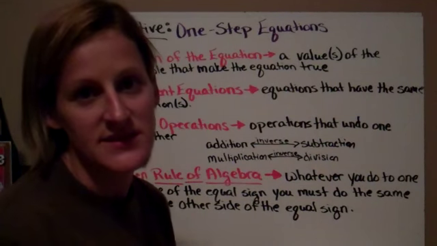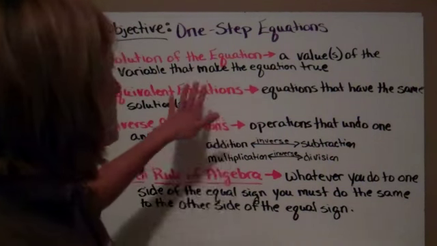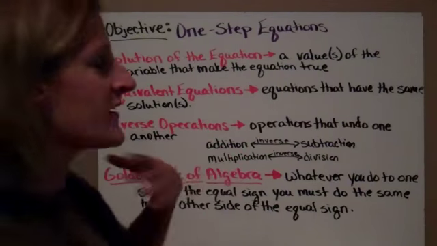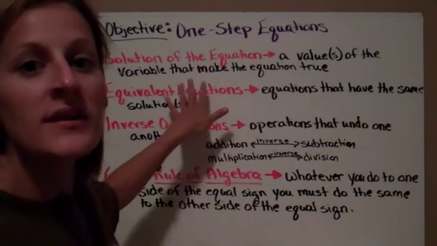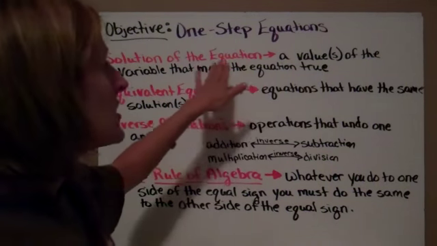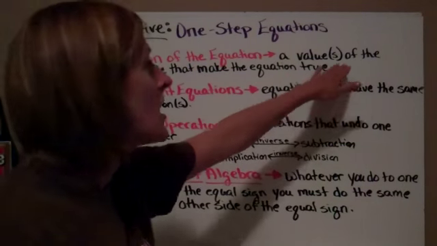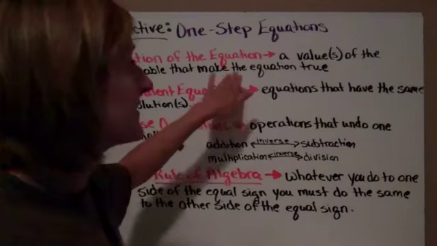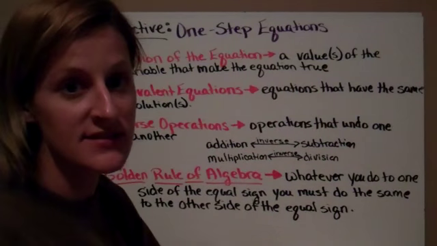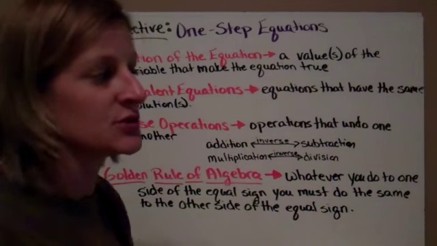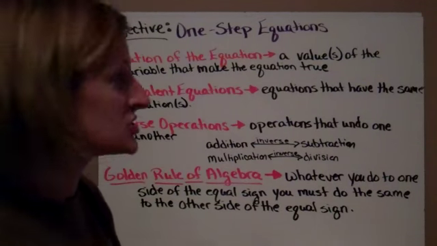Let's look at solving one-step equations. With one-step equations, we've got a few definitions I want to go over. One is the solution of an equation. The solution of an equation is going to be a value, or sometimes a couple of values, of the variable that make the equation true. So when you plug this solution in, or several solutions, you will actually make the equation true.